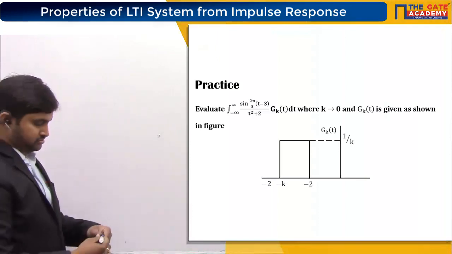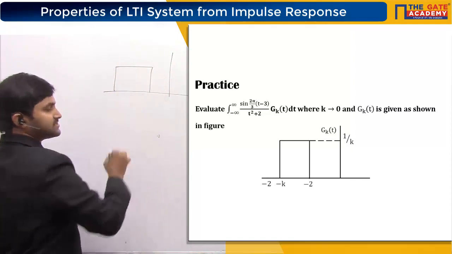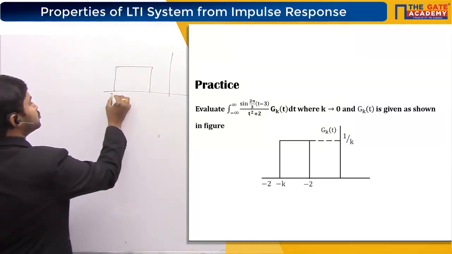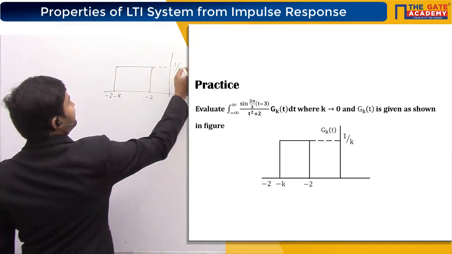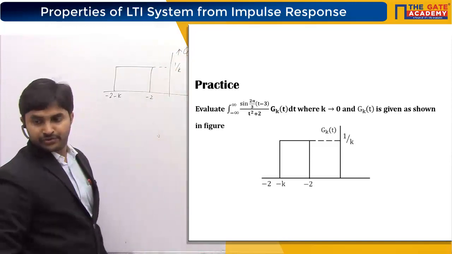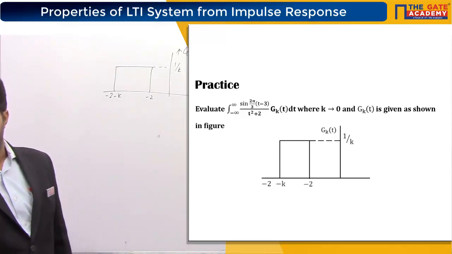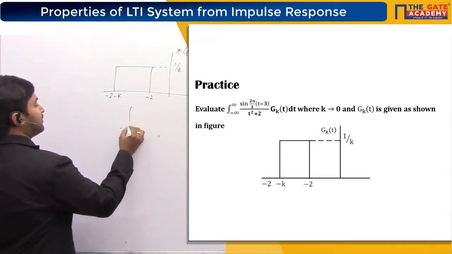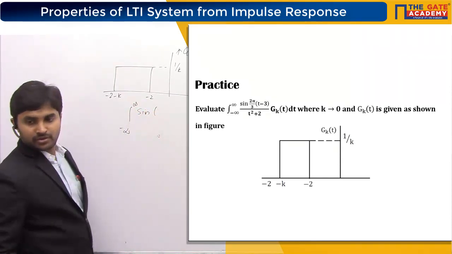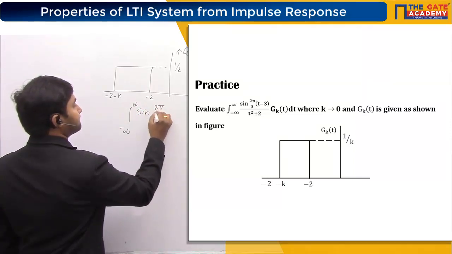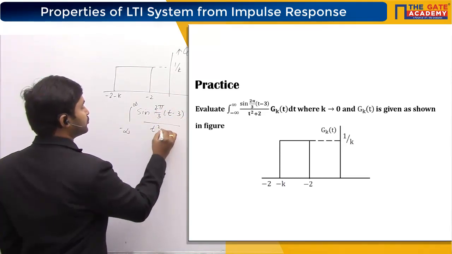Okay, so the next question is, if you have something like this, a square pulse from minus 2 minus k to minus 2, the amplitude is 1 by k. This is g k of t. So here we have to find the evaluation of the integral from minus infinity to infinity of sine of 2 pi by 3 into t minus 3, divided by t square plus 2, times g k of t.